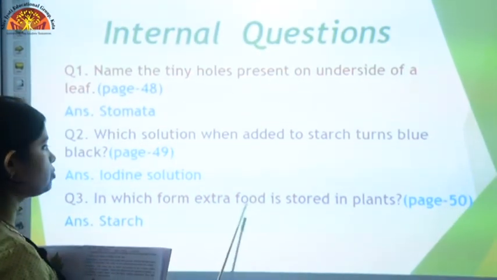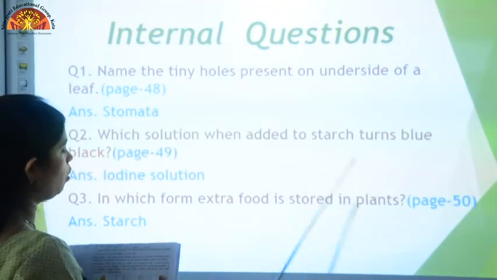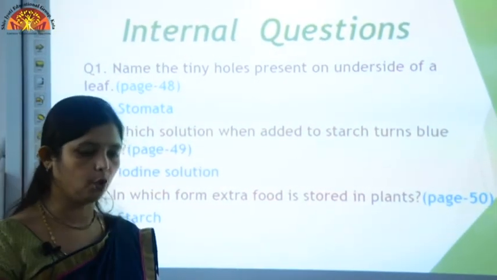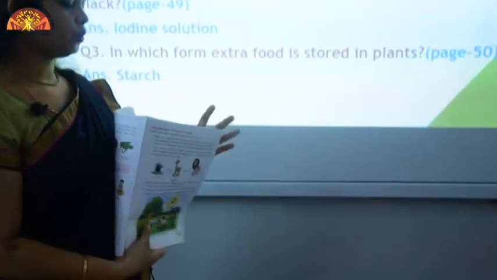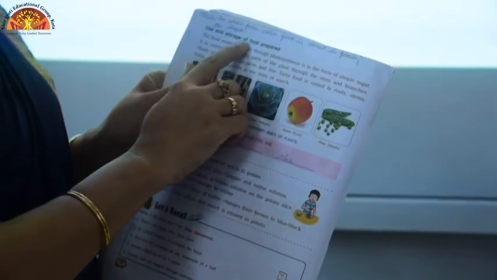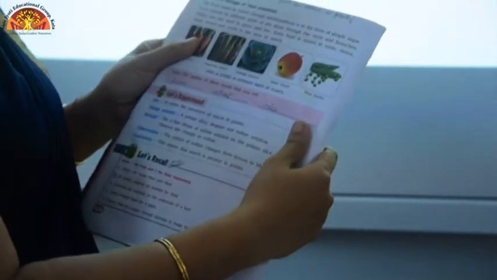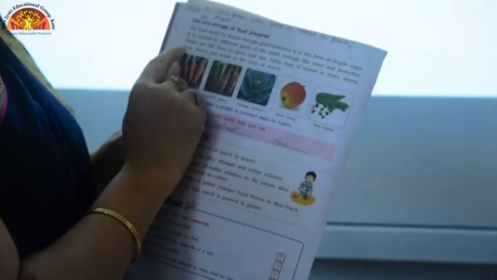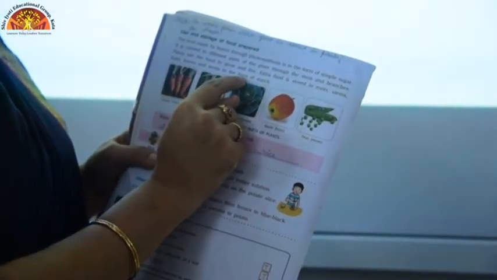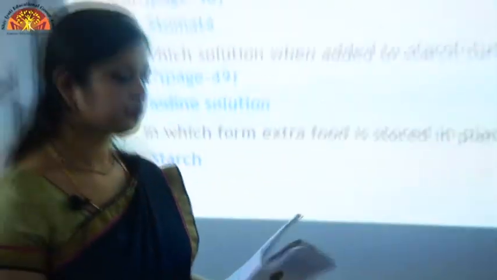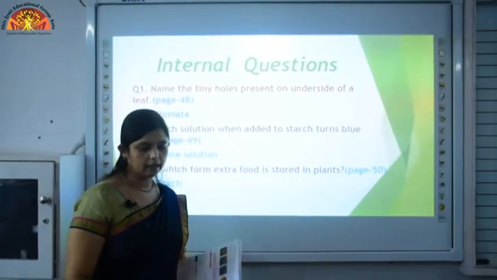Now we move to next question. In which form extra food is stored in plants? Now answer to this is starch, and it is given on page number 50. So open page number 50 of your book, and you can see here the first paragraph of your book under the heading use and storage of food prepared. Second last line, you can see extra food is stored in roots, stem, fruits, leaves and seeds in the form of starch. So, you underline starch over here and write the question above the paragraph. So, this is all about the internal questions.